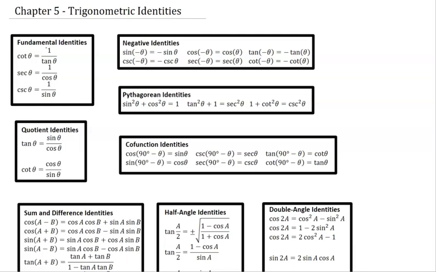We know the fundamental identities, which is the reciprocal identities here. We also know these two quotient identities about tangent and cotangent. All of the other ones we are going to be learning.